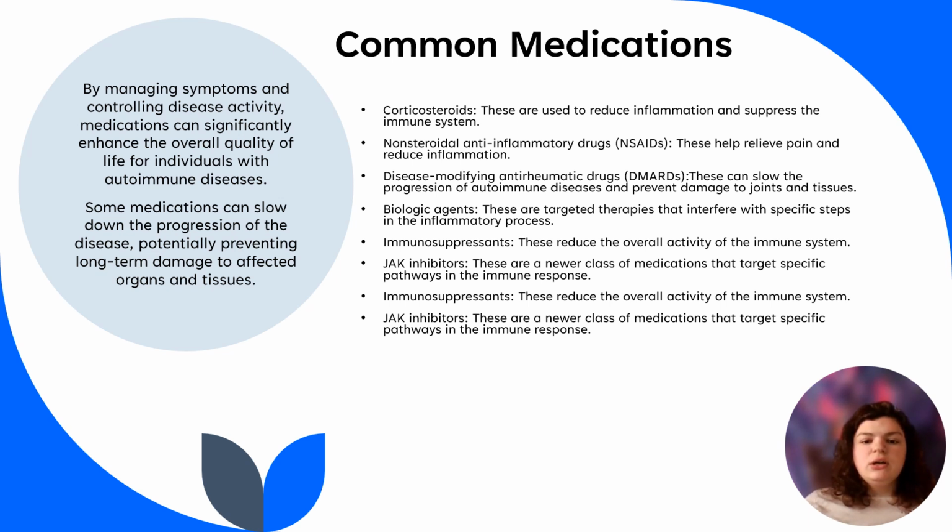Non-steroidal anti-inflammatory drugs, also known as NSAIDs. These help relieve pain and reduce inflammation. Disease-modifying anti-rheumatic drugs. These can slow the progression of autoimmune diseases and prevent damage to joints and tissues. Biologic agents. These are targeted therapies that interfere with specific steps in the inflammatory process. Immunosuppressants. These reduce the overall activity of the immune system. JAK inhibitors. These are a newer class of medications that target specific pathways in the immune response.